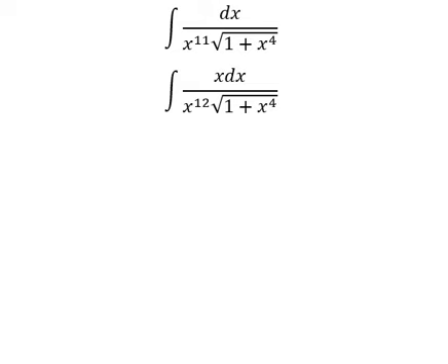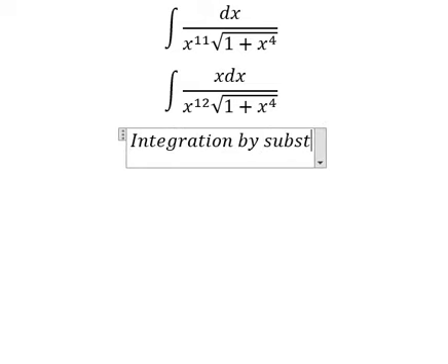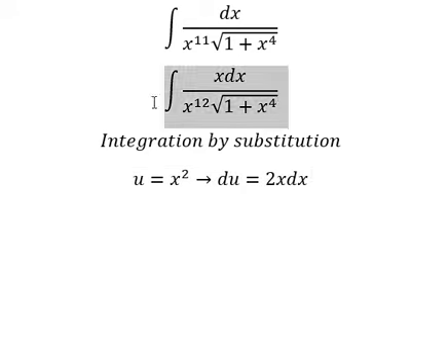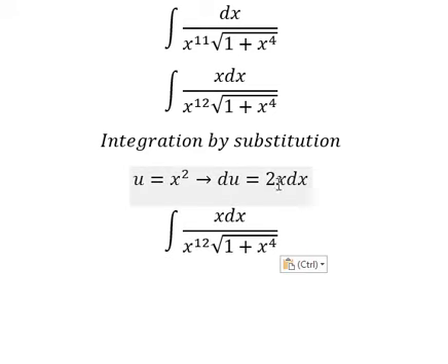Next, we need to use integration by substitution. So we put u equal to x squared. If we first take the derivative of both sides, you get du equal to 2x dx. Because we don't have the number 2 in here, we divide both sides by 2. So this one we change for du over 2.